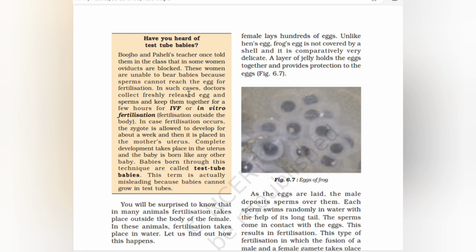In such cases, doctors collect freshly released eggs and sperms and keep them together for a few hours for IVF, or in vitro fertilization. Fertilization outside the body. In case fertilization occurs, the zygote is allowed to develop for about a week and it is placed in the mother's uterus. Complete development takes place in the uterus and the baby is born like any other baby. Babies born through this technique are called test tube babies. This term is actually misleading because babies cannot grow in test tubes.